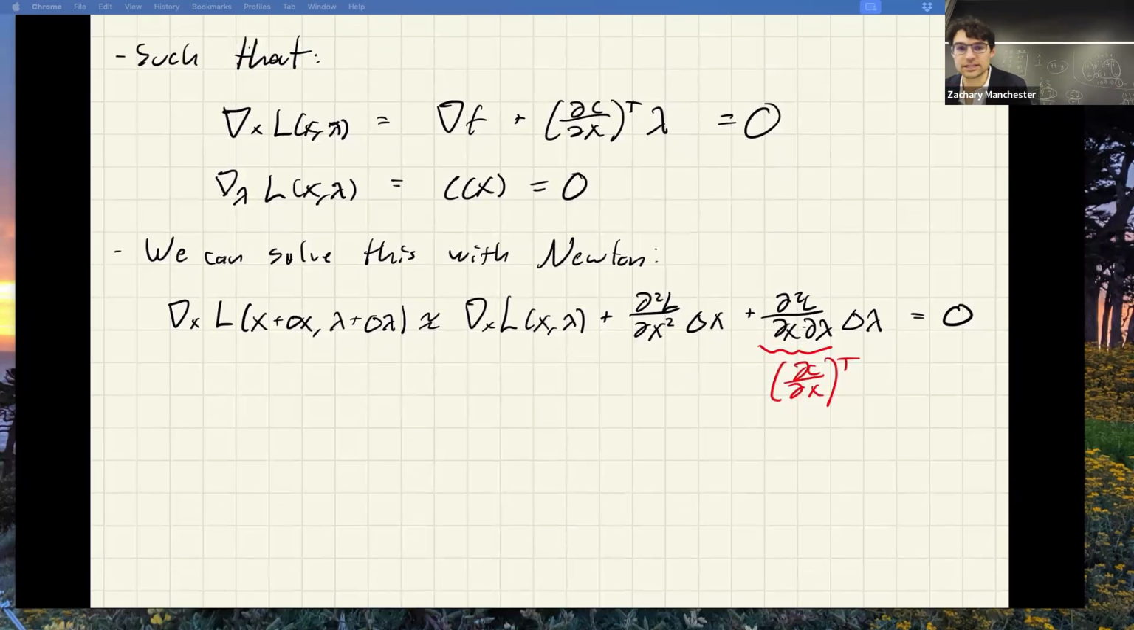So we got that, and then the other one we've got to do is the second set of things here. We do the same Taylor expansion thing down here.